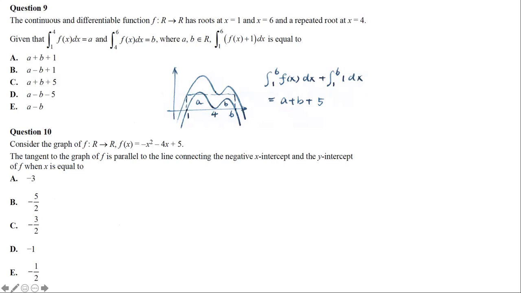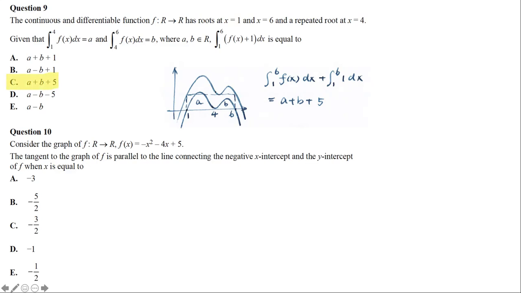Plus 1 means lifting the whole graph by 1 unit up. So this is a rectangle with area 5, which can be calculated from the integral from 1 to 6 of 1 dx. The first bit, the integral from 1 to 6 of f of x dx, is the sum of these two integrals given in the question. So it's a plus b. Therefore, I will choose option C.